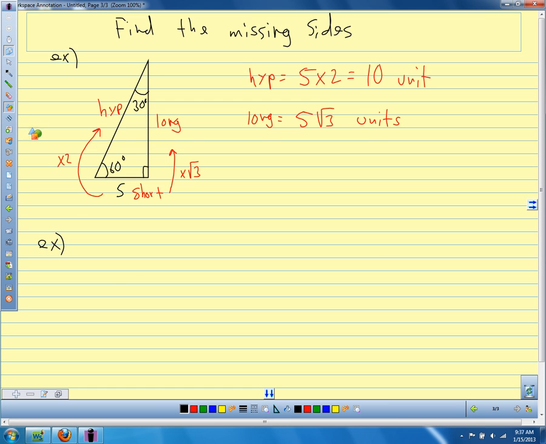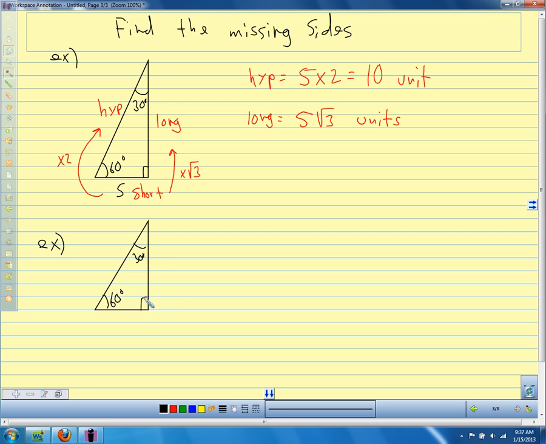So for this one, here's our triangle. And for this one, we know that this side is 6 square root 3 units. So we're going to label our sides. Is this side the long side, the short side, or the hypotenuse? Long. That's the long side. This side? Short. And that leaves this side being the hypotenuse.